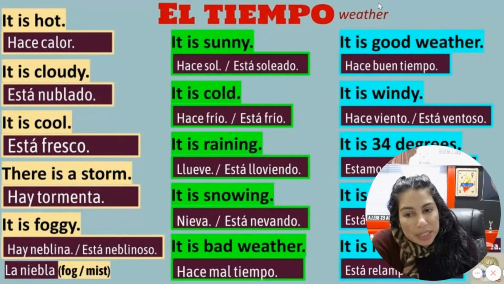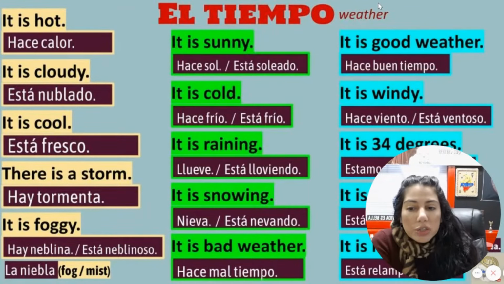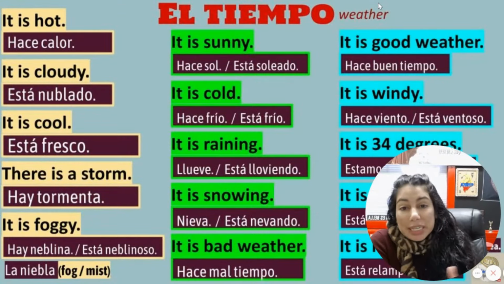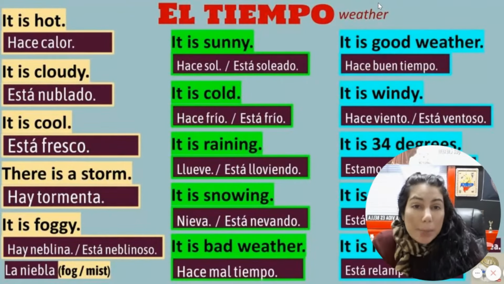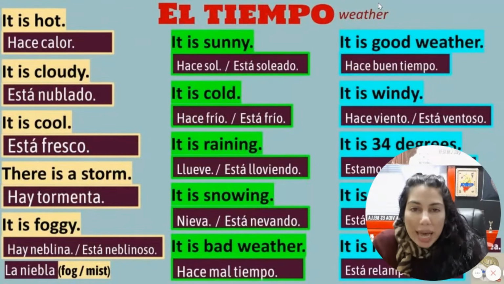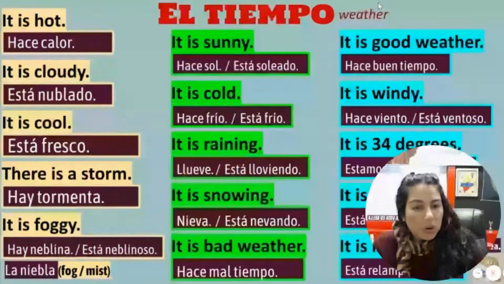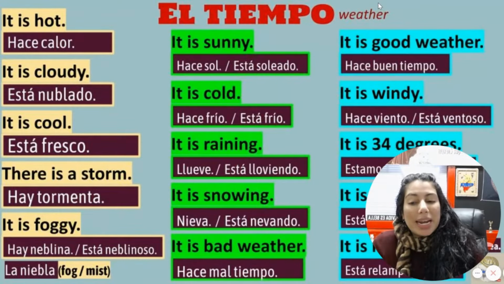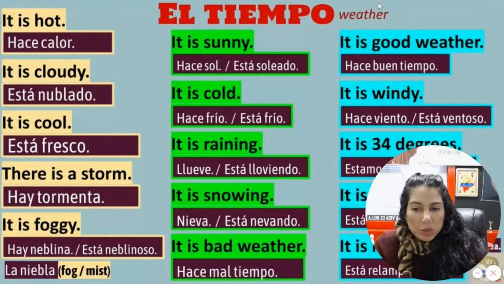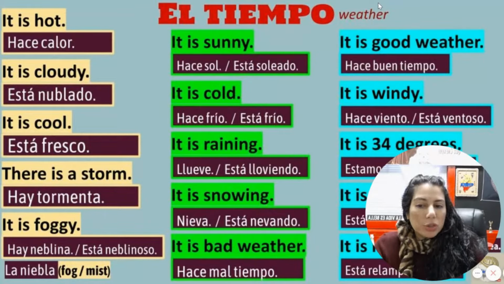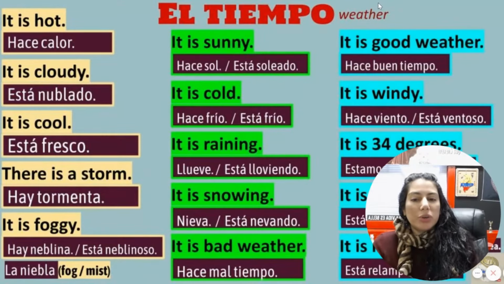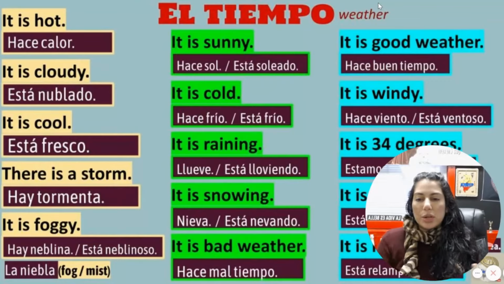That's one way to say it. You can also say está neblinoso. Basically those two ways. Hay neblina o está neblinoso. Now the word la niebla, that's the noun for fog or mist, okay? So la niebla sounds like la nieve, which is snow, but not quite the same spelling. But la niebla, it is fog or mist. So hay neblina o está neblinoso, okay? So neblina is also a noun. Está neblinoso. Neblinoso is an adjective. So either way will be fine.